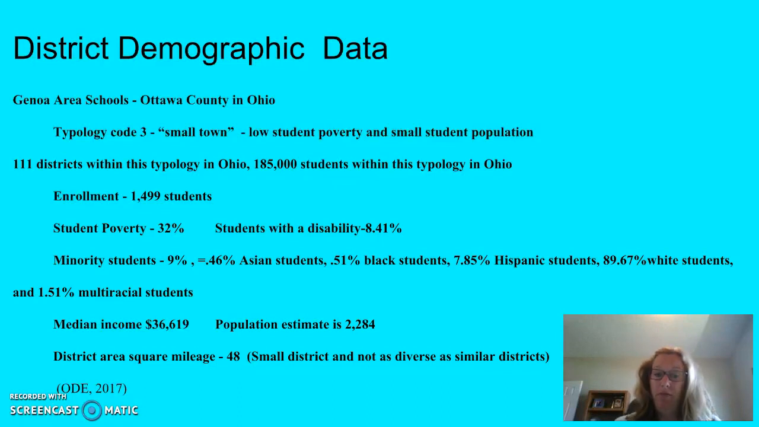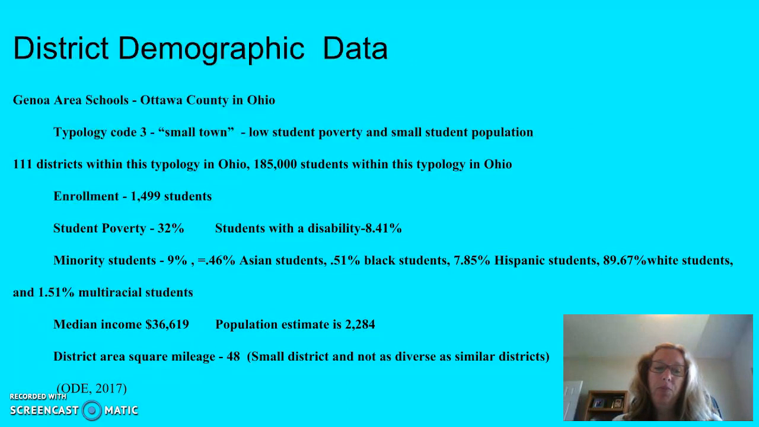32% is the student poverty rate. Students with a disability are around 8.41%. 9% of the population are minority. Asian students, 0.51%, Black students, 7.85%, Hispanic students, 7.85%, and 89.67% of white students, and 1.51% multiracial students.